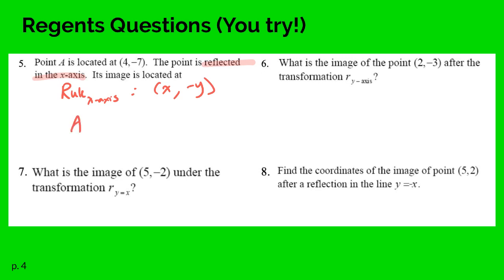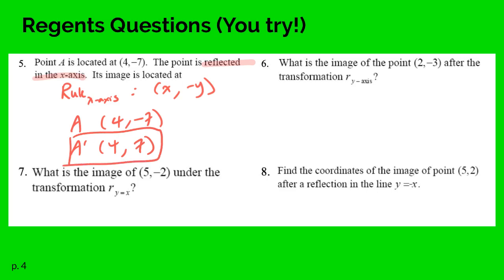So if our pre-image A was 4, -7, my image A prime is going to be, I'm going to keep the x and then just change the sign for my y. So because my y was originally -7, if I change it to the opposite sign, it's going to be +7. So this is going to be my point A prime.